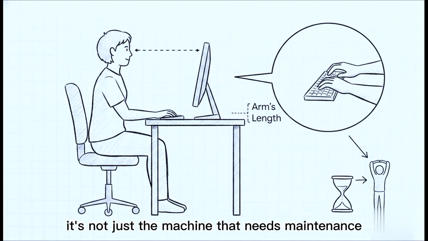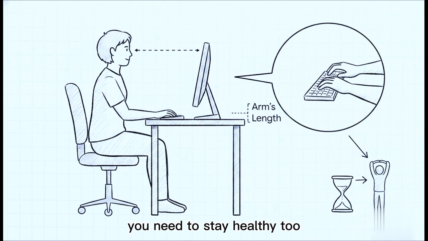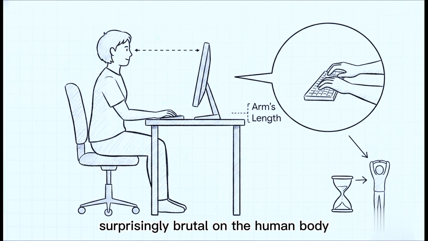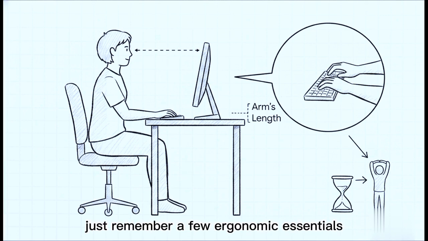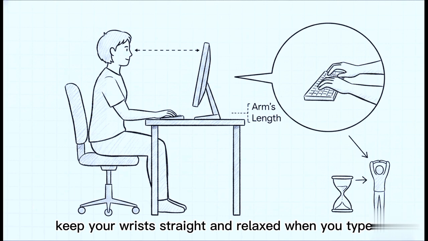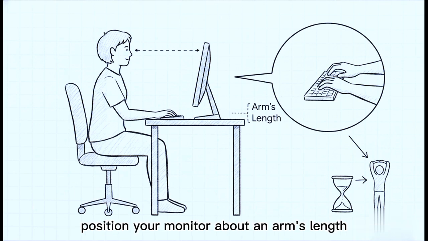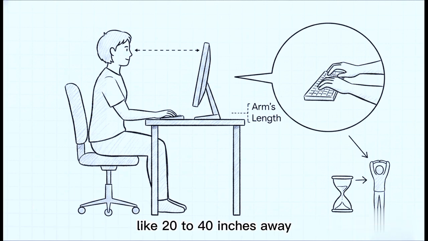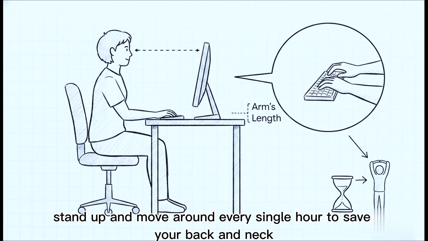But hey, it's not just the machine that needs maintenance. You need to stay healthy too. Sitting hunched at a desk all day is surprisingly brutal on the human body. So to dodge those aches and pains, just remember a few ergonomic essentials. Keep your wrists straight and relaxed when you type. Position your monitor about an arm's length, like 20 to 40 inches away, right at eye level. And this is crucial. Stand up and move around every single hour to save your back and neck.